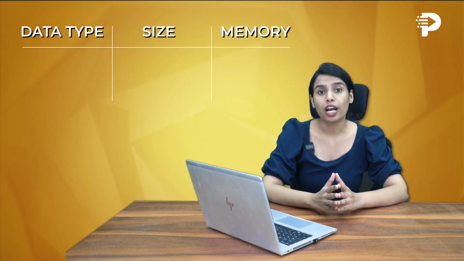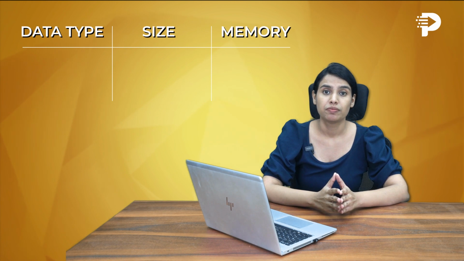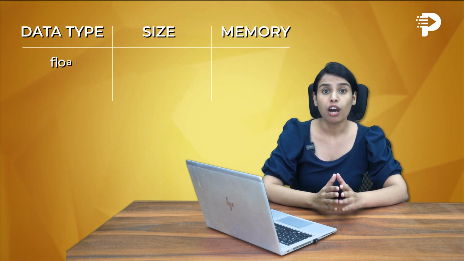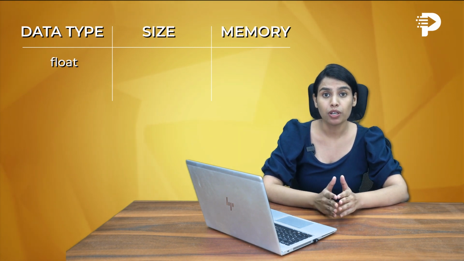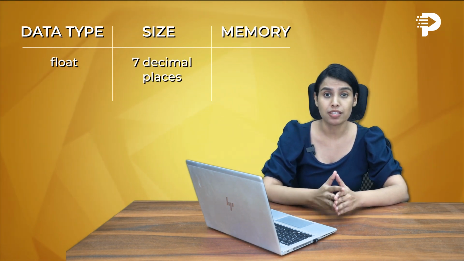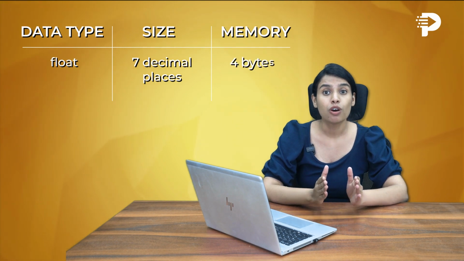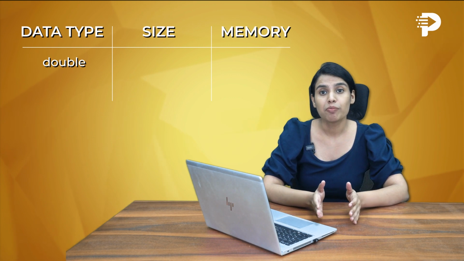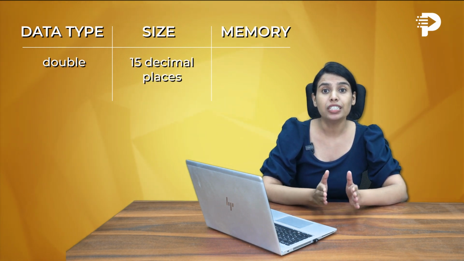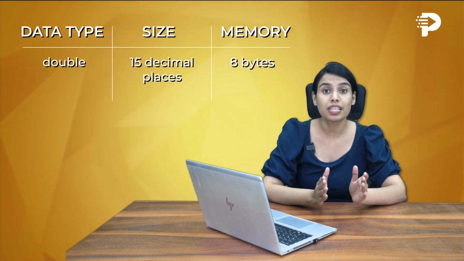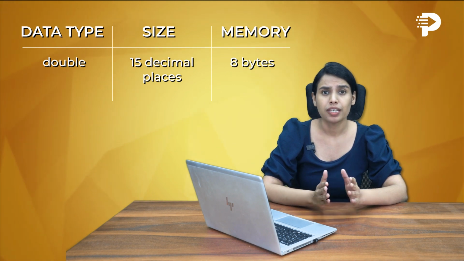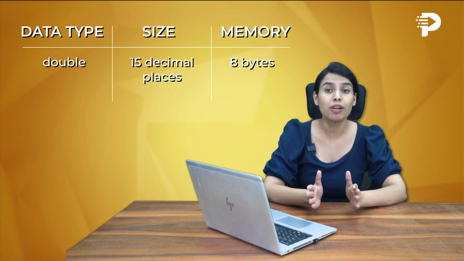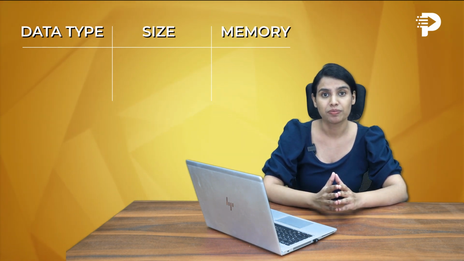Now, let's talk about float and double. These are used to hold basically decimal numbers. A float can hold a decimal number with up to 7 decimal places, and it generally uses 4 bytes of memory. However, a double can hold a decimal number with up to 15 decimal places, and it uses 8 bytes of memory. Double is more precise, so it's the default choice for decimal numbers in Java.